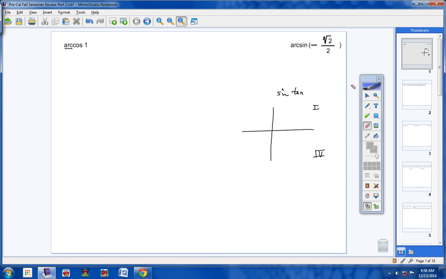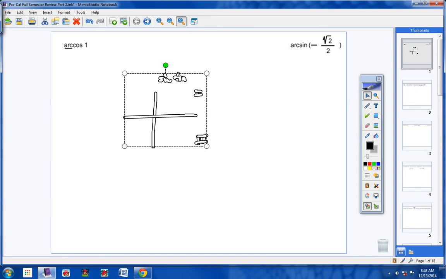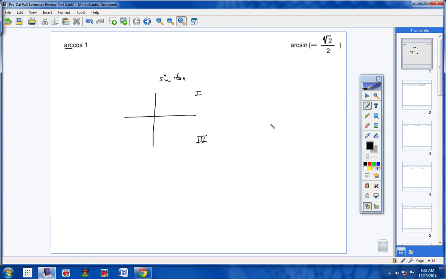Now this one here on the test, I would not let you use a calculator on this one, okay? I would not let you use a calculator on this problem right here, because this is one of our special angles that we should know. Okay, and I'll go over that in just a second for you. But first of all, let's remember this. Arc sine of this number means what? Sine of an angle equals negative square root of 2 over 2.